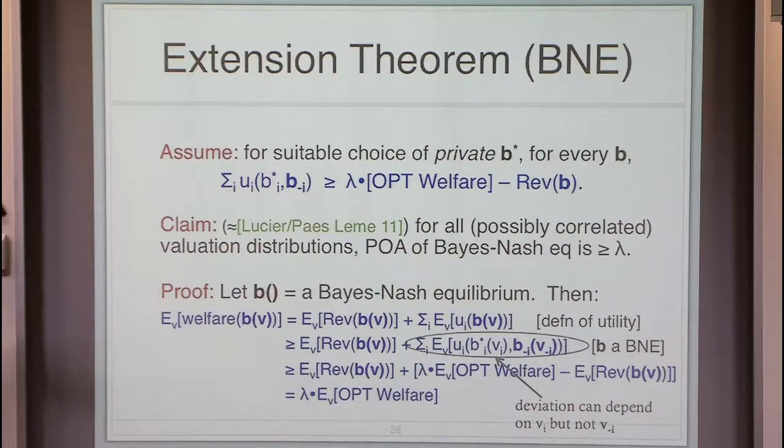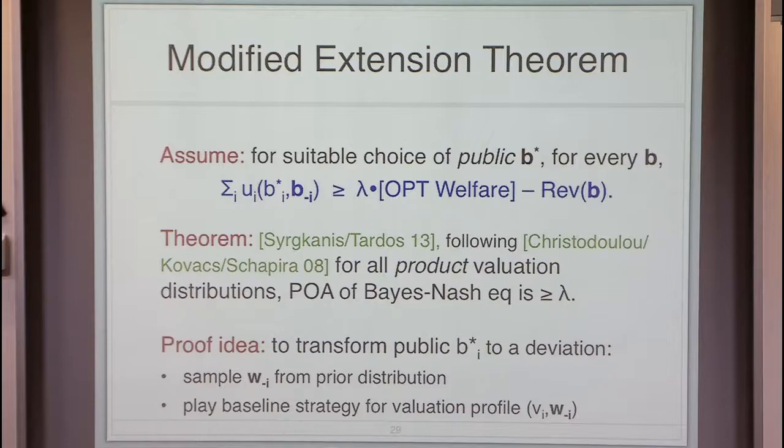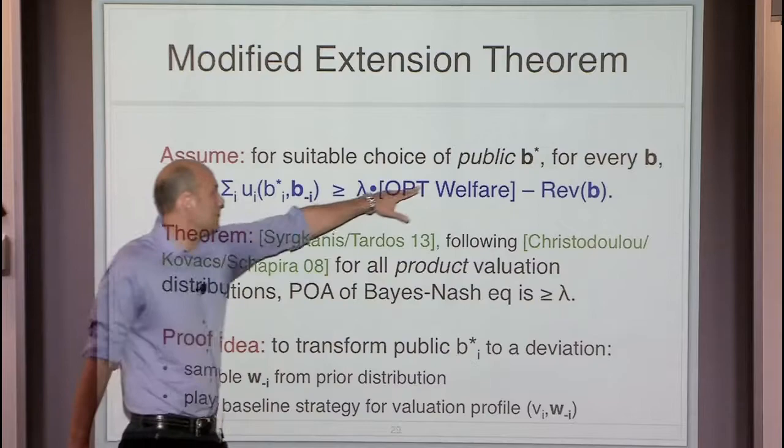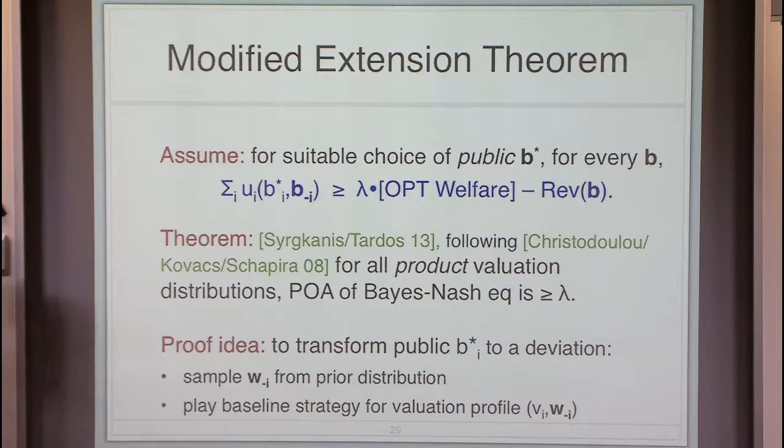So this is the properly phrased extension theorem for the correlated case. Now, what about simultaneous first price auctions, where we have these public baseline strategies that depend on the full valuation profile? Now we need a new extension theorem. The old one we know is broken. We have a counterexample, so the old one just cannot be extended. So we need to strengthen the hypothesis. We're weakening the condition in that now the baseline strategies are public, not private. We're going to get a weaker conclusion, which is that the guarantee will hold only for product valuation distributions. And this theorem you now have to reprove from scratch.